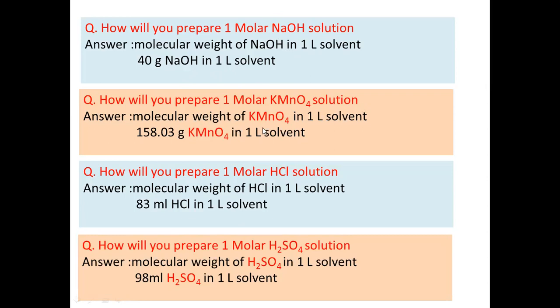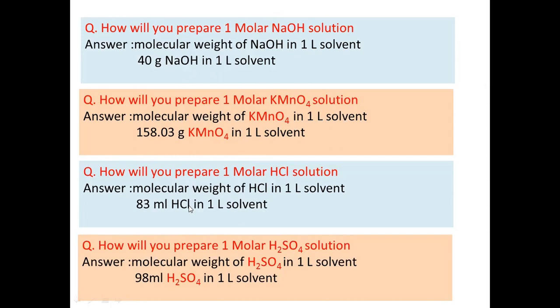Now I will prepare a 1 molar KMnO4 solution. For this, we should know the molecular weight of KMnO4. The molecular weight of KMnO4 is 158.03 gram per mole. When you dissolve 158.03 gram of KMnO4 in 1 liter of solvent, that will be considered as a 1 molar KMnO4 solution. Similarly, how will you prepare a 1 molar HCl solution?